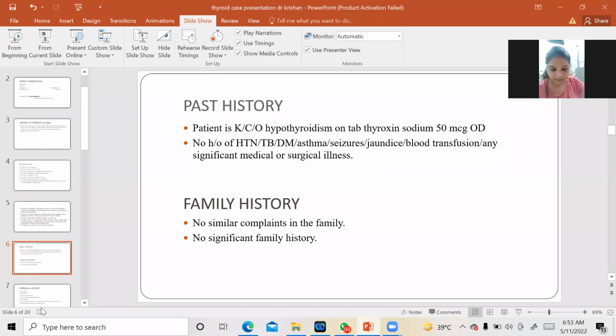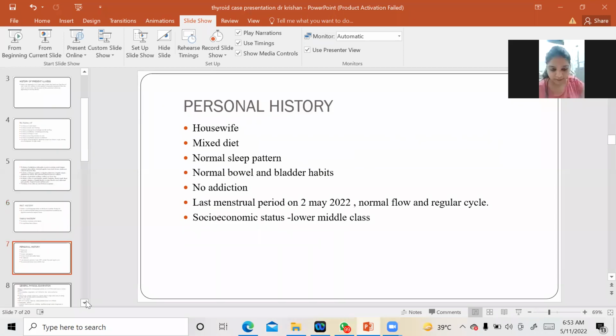So coming to the personal history of the patient, the patient is a housewife and follows a mixed diet. She has a normal sleep pattern, normal bowel and bladder habits. There is no addiction. Her last menstrual period was on 2nd May 2022, which was normal flow and regular cycle. As per the socioeconomic status scale which we follow, the modified Kuppuswamy scale, she belongs to the lower middle class. One thing I would like to point out is that she is 41, but she hasn't achieved menopause. Her menstruation is still continuing.